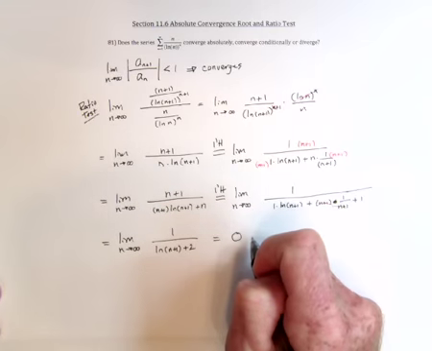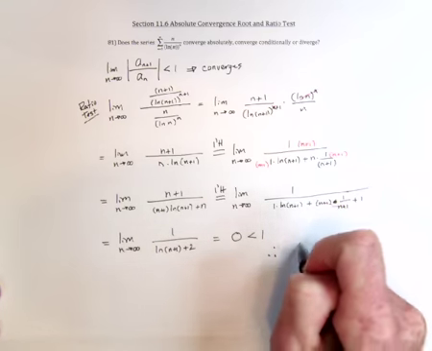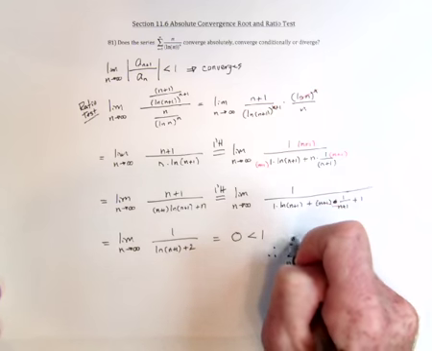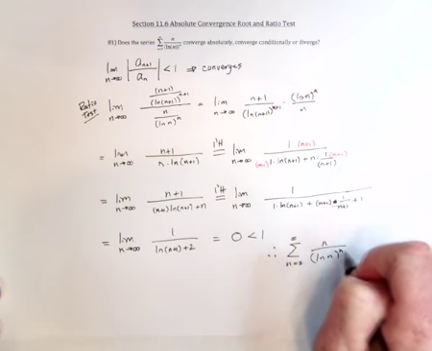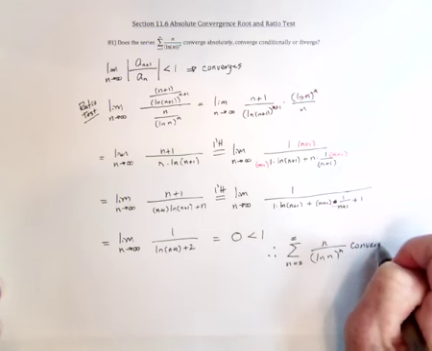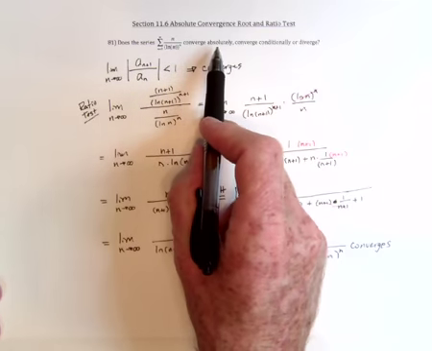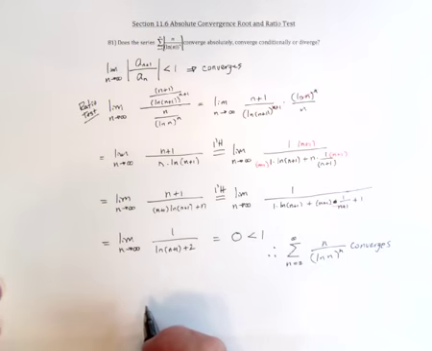And so, since that is less than 1, therefore, the series we're talking about converges. Adds up to a finite amount. And technically, you could say it converges absolutely, because if you were to take absolute value of this, it's the exact same thing.